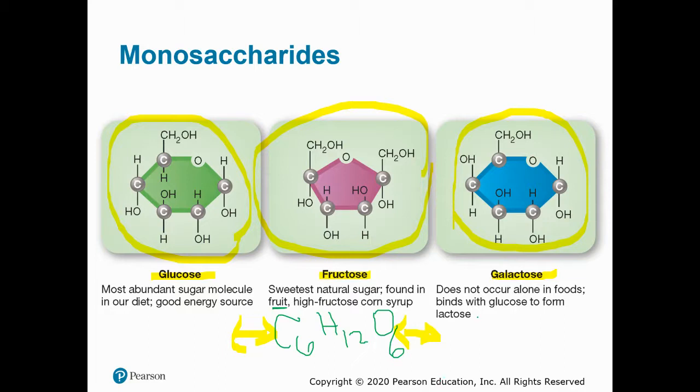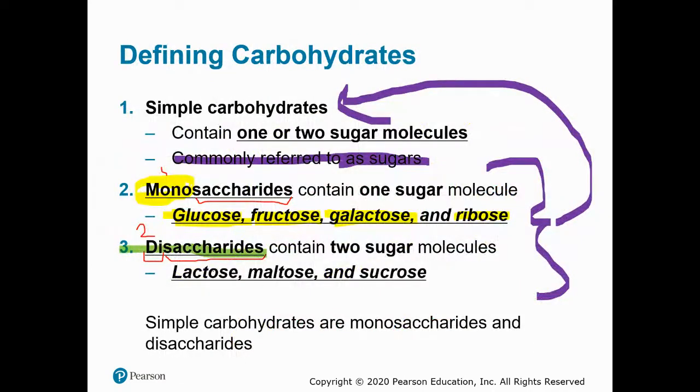And then galactose, this is important to understand. Galactose never occurs alone in food. It only occurs bound to glucose, which makes lactose. We'll talk about that in a second. So we only find galactose in milk as part of a disaccharide with glucose. So let's go back here. So those are our monosaccharides, individual sugar molecules.